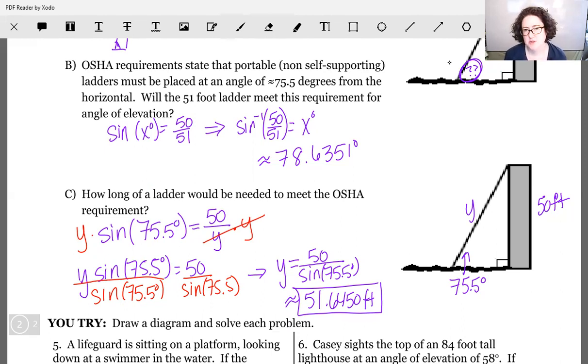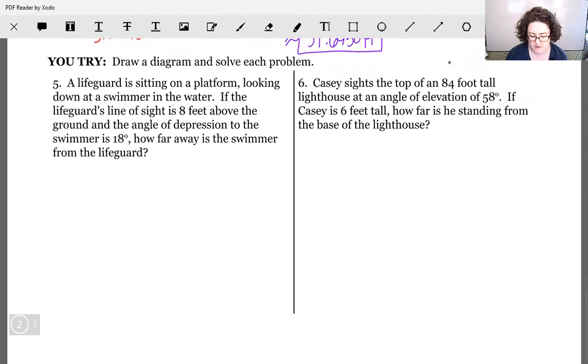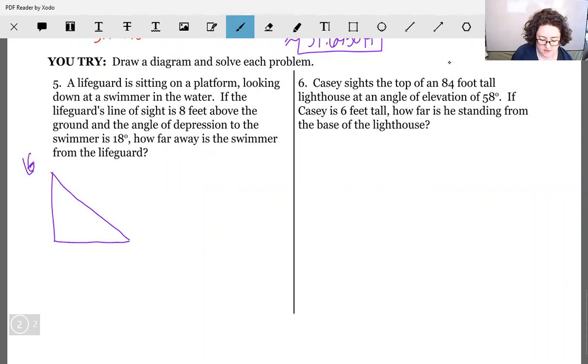All right, so let's try the extra You Try examples if you still weren't comfortable with this. Again, both of these need a diagram. So in both cases, we're going to draw a right triangle and then label the information that we need. So a lifeguard is sitting on a platform. It's like that sample diagram that we had up at the top. So here's our right triangle. Our lifeguard is going to be sitting up at the top at the point. They are 8 feet above the ground. The angle of depression to the swimmer down in the water. So here's our swimmer. Angle of depression means they're angling their vision down.